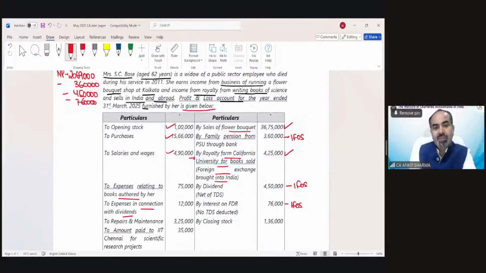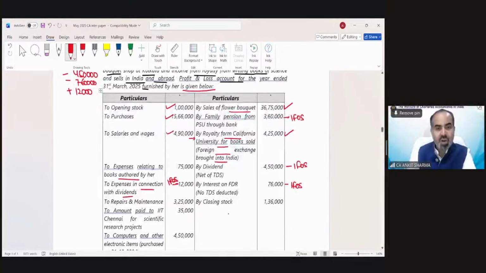Expenses in connection with dividend would be reduced, because it should go in income from other sources. Needs to add back. Repair and maintenance would be a business expenditure, not a problem.